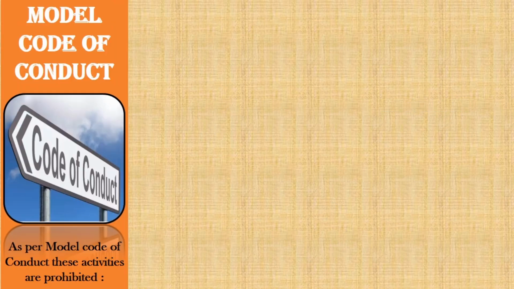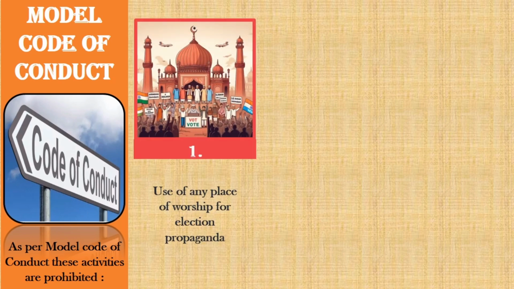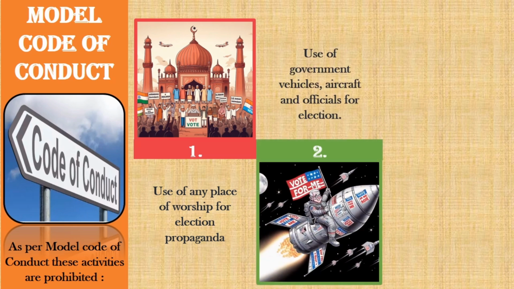Next topic is the Model Code of Conduct. The Election Commission ensures that all parties follow some rules and regulations during the elections. These rules and regulations are written in the Model Code of Conduct. As per the Model Code of Conduct, certain activities are prohibited. The use of any place of worship like temple or gurudwara for election propaganda is not allowed. Next, the use of government vehicles, aircraft, and officials for elections by any party is not allowed.